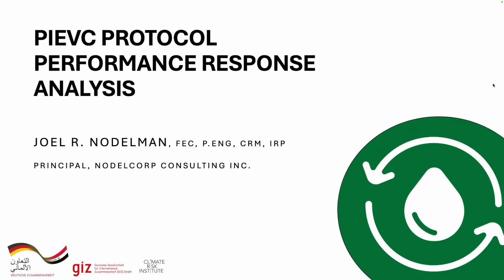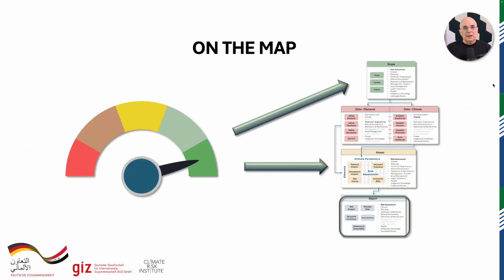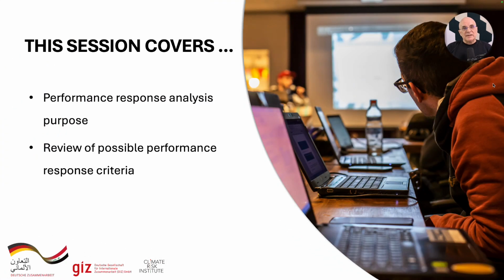In this video, I'm going to talk about the PI/VC performance response analysis. Performance response analysis appears in two locations in the PI/VC protocol. We encourage its application during the scope, context, and criteria stage of the project, and we also encourage its use during the risk assessment. The session covers performance response analysis, purpose, and possible performance response criteria.